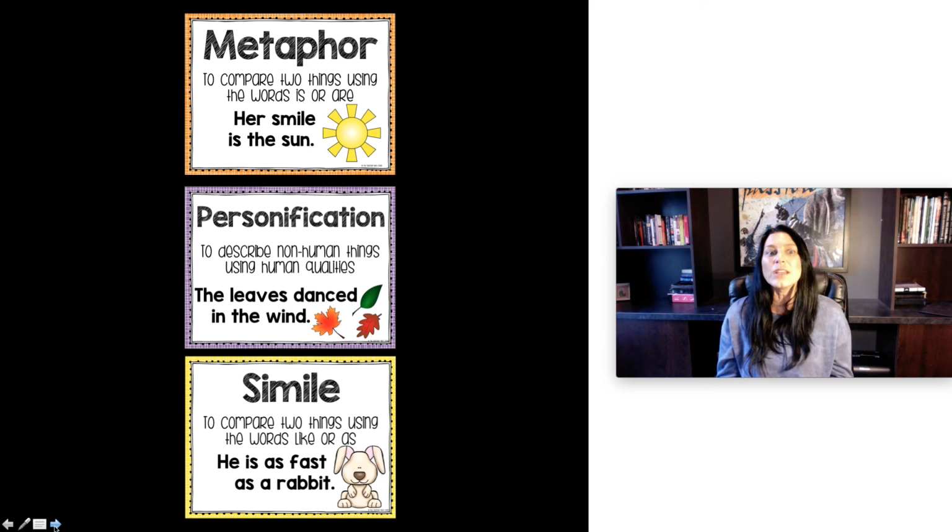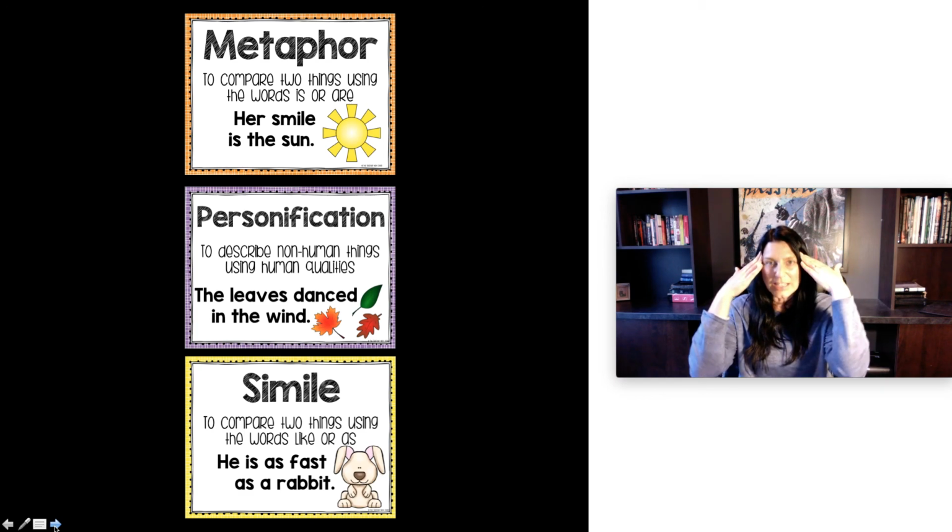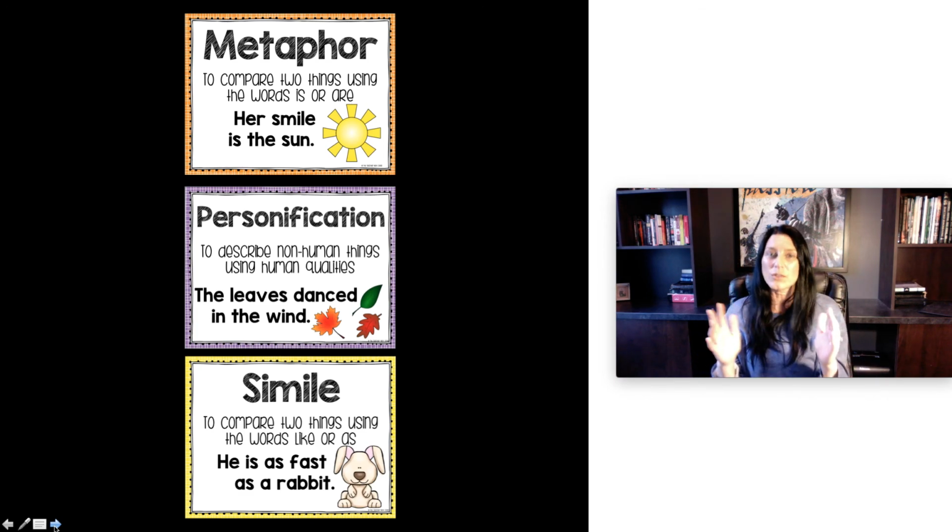Personification is when we describe non-human things by giving them human qualities. For example, the leaves danced in the wind. Now we know that leaves can't dance, only people can dance. So when we tell the reader that the leaves were dancing, they can imagine in their mind people dancing and then picture what those leaves look like in that part of your story.